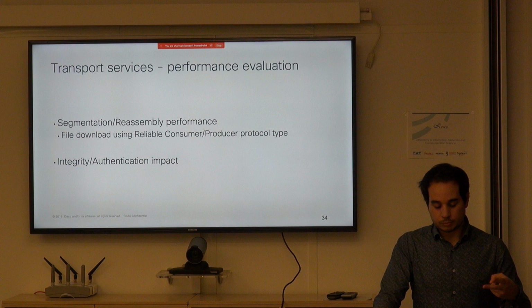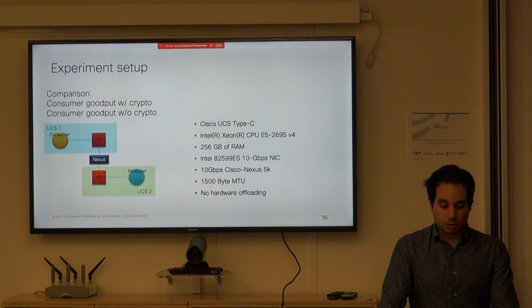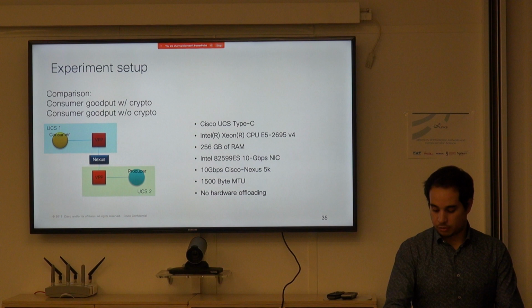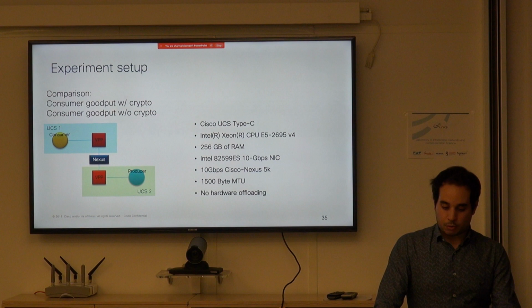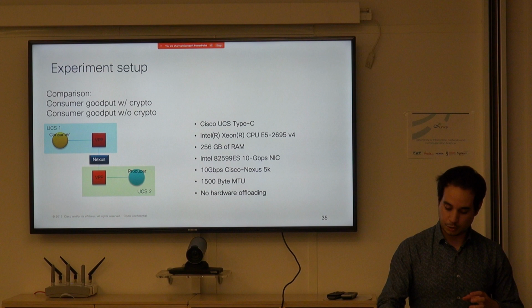In particular, we did an evaluation on this topology. We have one consumer and one producer, which are connected, as I told you, to a VPP forwarder. And they are running on two different servers. And the two VPP forwarders are connected together using a switch, which is a Nexus switch. For the packetization, we use a 1,500-byte MTU. And we did not use any hardware offloading. So this is an evaluation of a pure software implementation, just for understanding how the crypto operations may affect the performance of applications which are using ICN.